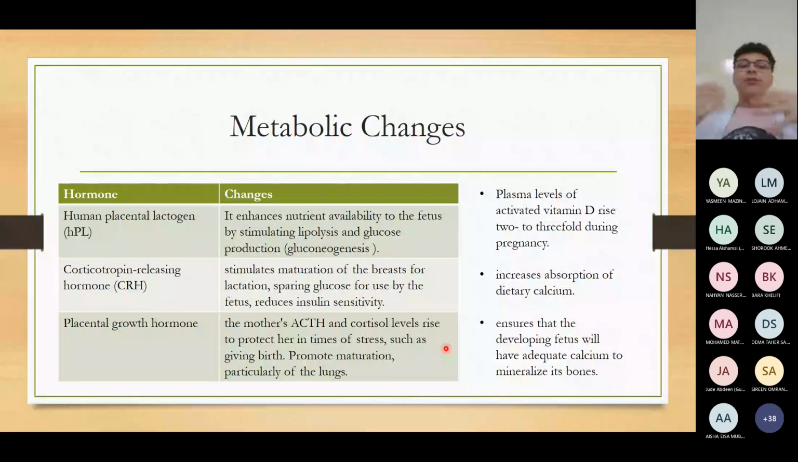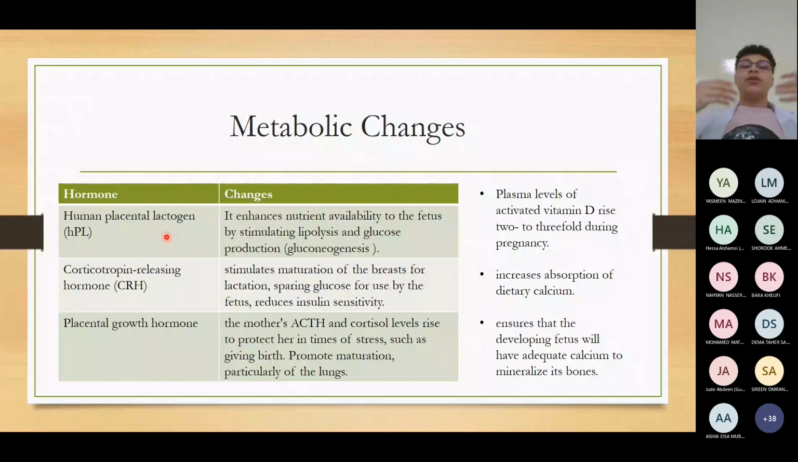Okay, for metabolic changes. Metabolic changes, basically we mean hormones, vitamins. Three important hormones that were mentioned in your book that I'm going to be explaining. Human placental lactogen. Human placental lactogen plays a very, very important role in the lactation process, okay? And another thing it plays a role in is lipolysis. What do we mean by lipolysis? Lipo, the name itself, means fat. Lysis means breakdown. So whenever a mother is pregnant, she needs a lot of energy, right? So we need to break down the fat. So the human placental lactogen is going to break down this fat.